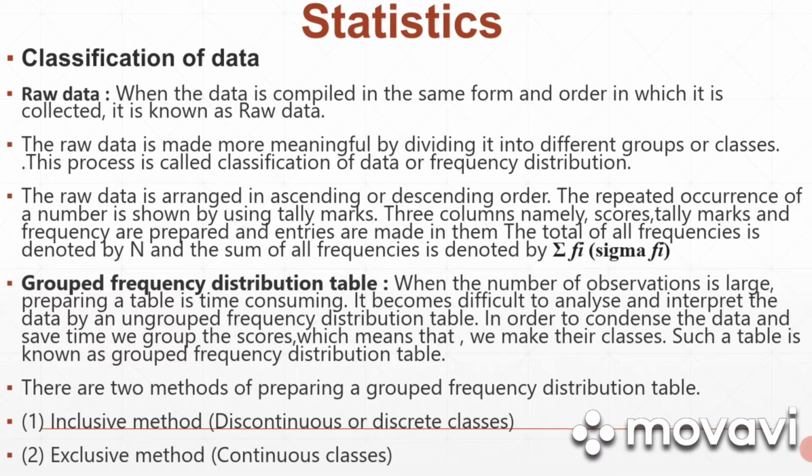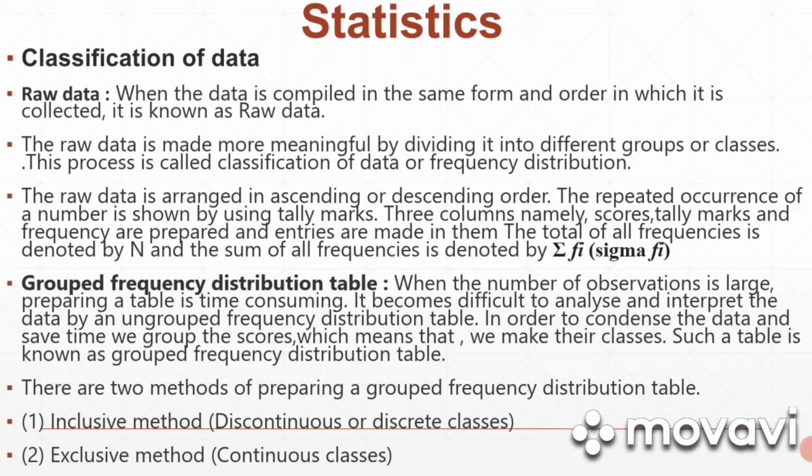The raw data is arranged in ascending or descending order. The repeated occurrence of a number is shown by using tally marks. Three columns, namely scores, tally marks, and frequency, are prepared and entries are made in them. The total of all frequencies is denoted by capital N, and the sum of all frequencies is denoted by sigma Fi.